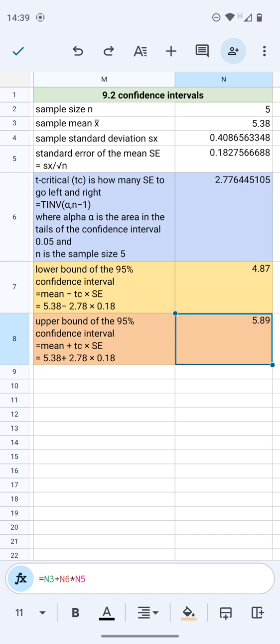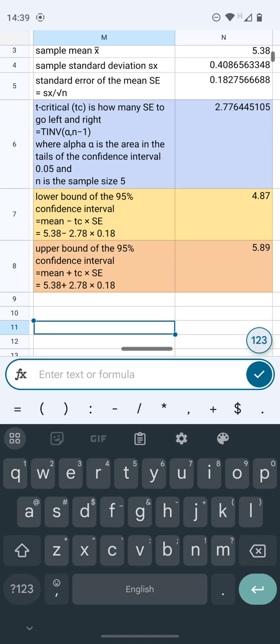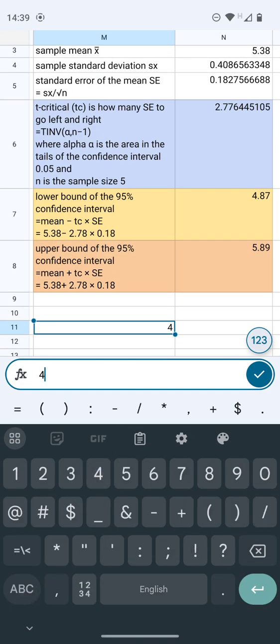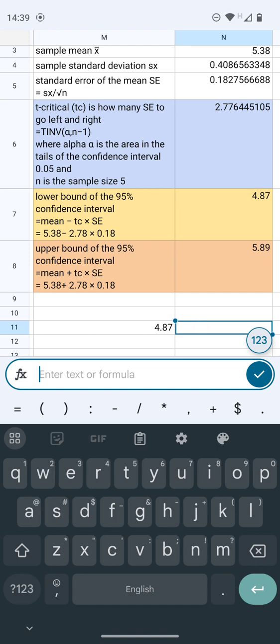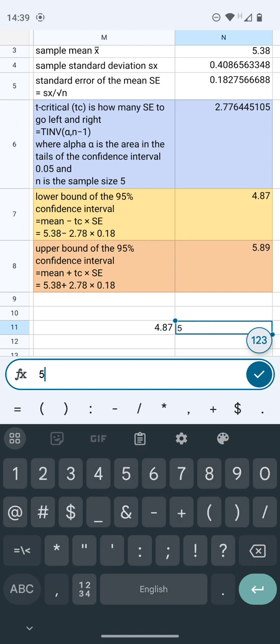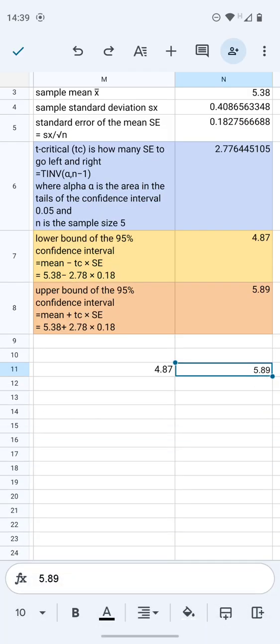So my confidence interval runs from 4.87 to 5.9. Think of it like a number line. 4.87 is the bottom, and 5.89 is the top of the confidence interval. I expect the population mean should be between 4.87 and 5.89 95% of the time. Indeed, in this case, we are correct, because it was 5.2. So we got the right answer.